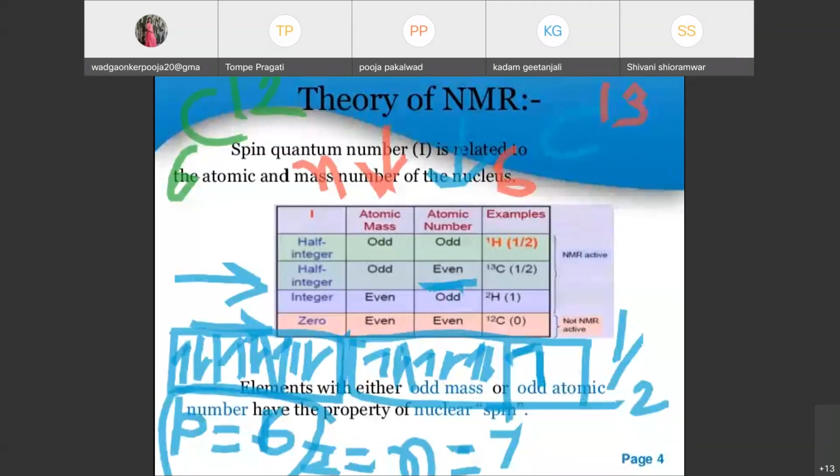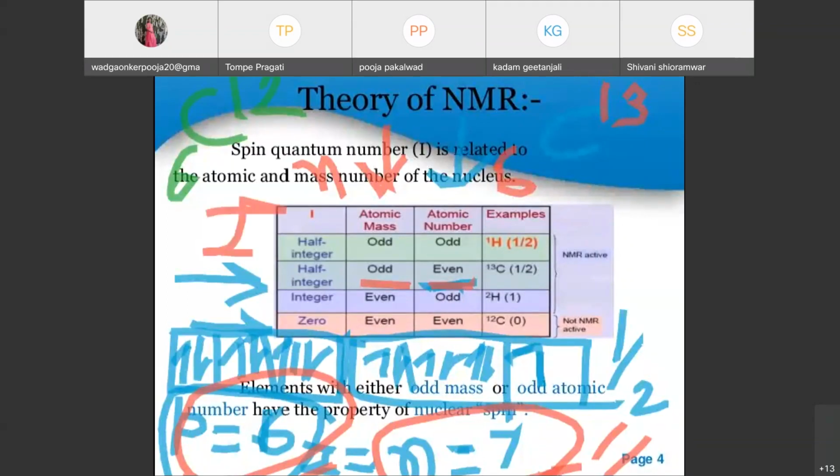Okay guys, so now if n is equal to 7 and n is equal to 6, that is a pair of even and odd. Now is its I value equal to 0? Tell me please. No, it is not equal to 0. And how much is it? It is equal to half.